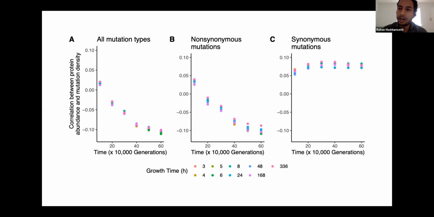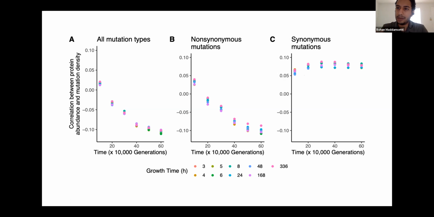So this is something that the reviewers actually asked me to do, and this was a really cool pattern which I didn't even expect. It turns out that when I look at these data over time, subsetting the data to the first 10,000 generations and 20,000 generations and so forth, the anti-correlation gets stronger over time, but for synonymous mutations, it stays positive over time. So this really seems to indicate that there's something specific about mutations which are not synonymous.